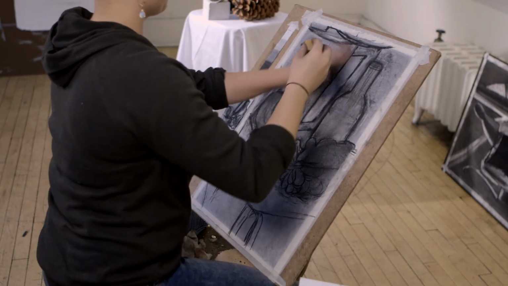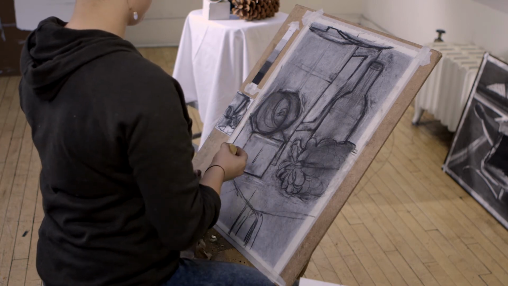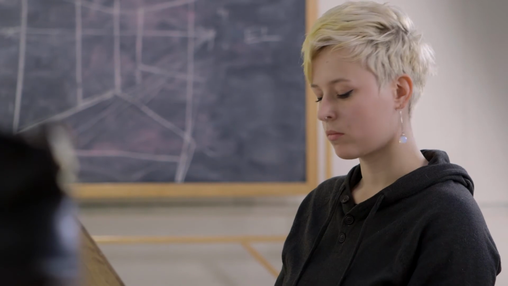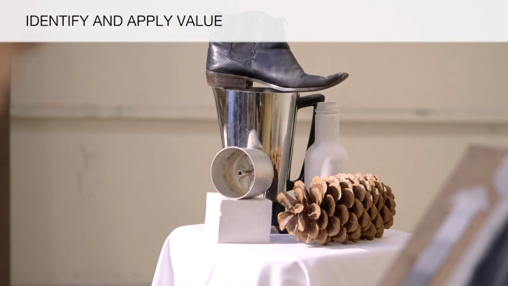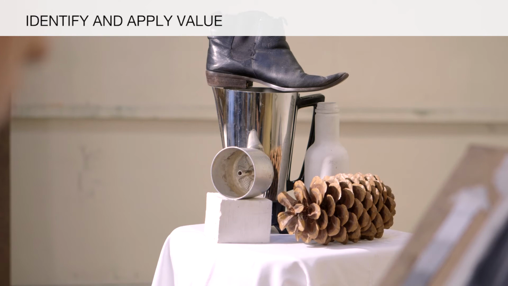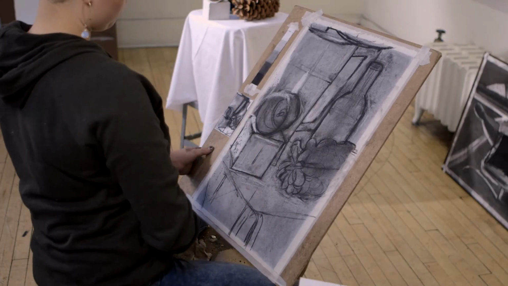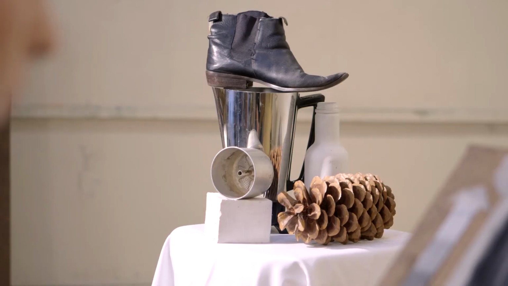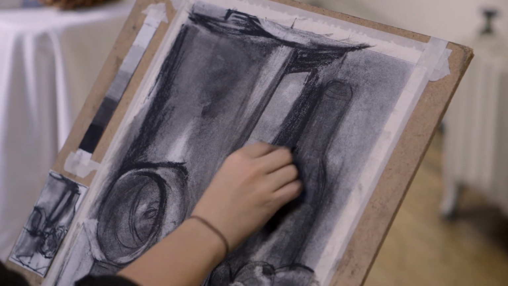Once the placement of the objects is established on the paper, she takes a few moments to squint at the still life. Squinting helps the eye moderate and visualize the values and identify the light, middle, and dark values. Identifying the lightest values in the still life, she erases areas in the drawing where the value is the lightest. She then identifies the darkest areas and uses compressed charcoal to literally push them back into the still life.